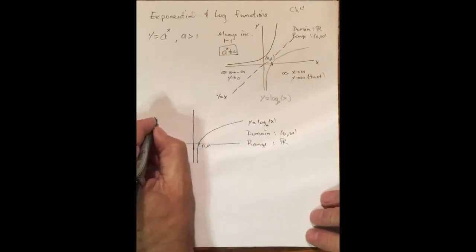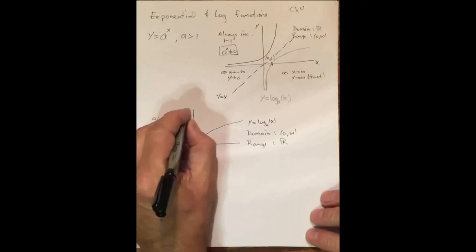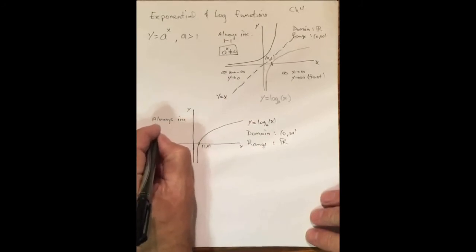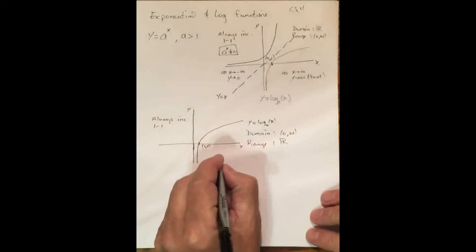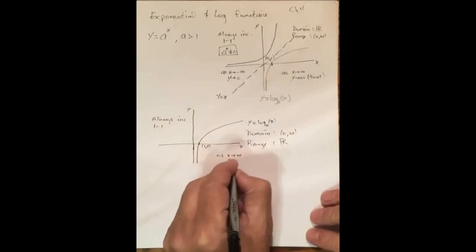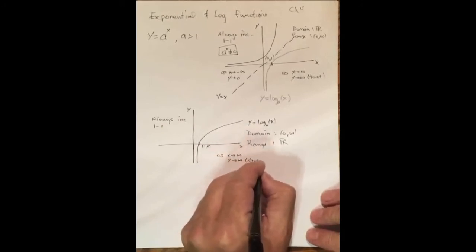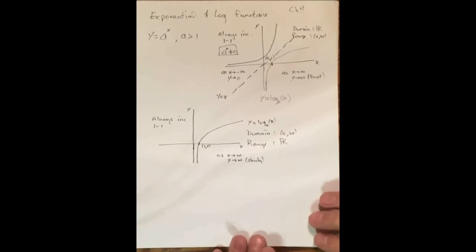Now this function is always increasing, and that means it is 1 to 1, of course. Now we see here that as x goes to infinity, y goes to infinity, but the y values increase slowly. Okay? Now, what else is there? Well, there are properties.